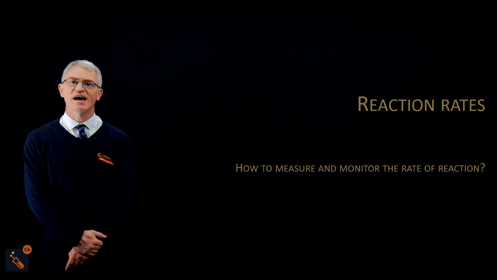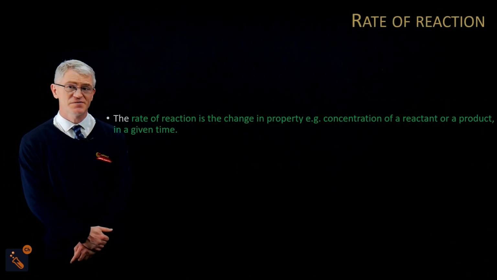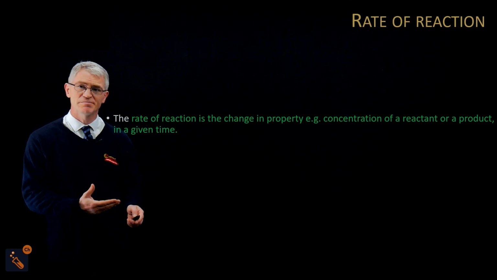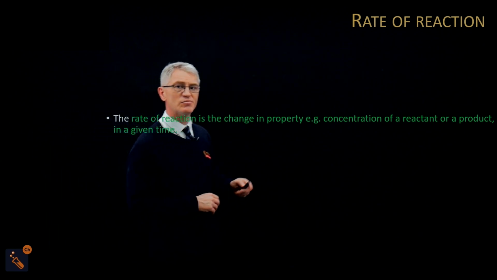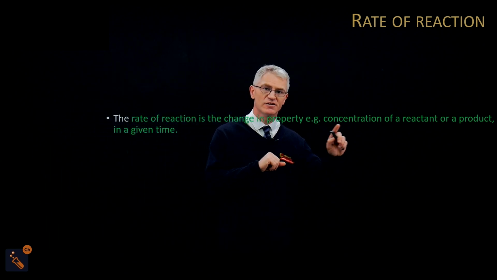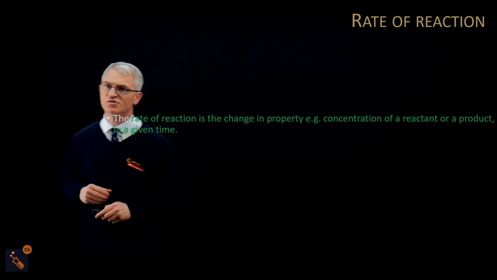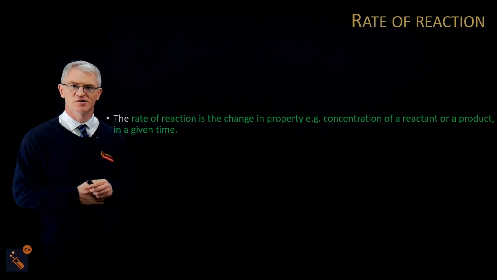So in this video, we're going to look at how to measure and monitor the rate of reaction and look at a couple of different reactions. So first of all, rate of reaction, the definition. The definition is the change in property divided by the time, or in a given time. You can see here, the change in property can be multiple things, but usually it's the concentration of a reactant or a product. But we'll show you three different versions, in which you can do three different units as well.